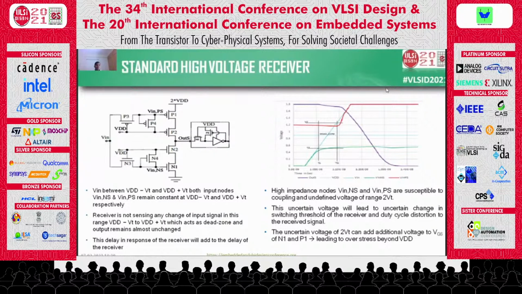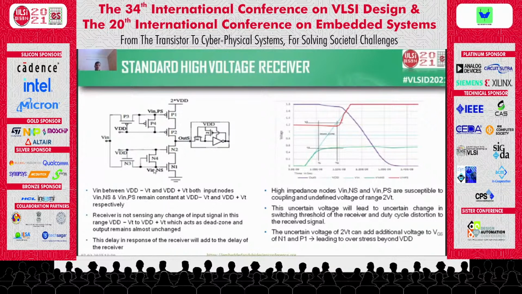This adds the delay to the receiver. Apart from that, when input voltage is at VDD to VDD level, the Vin NS is at Vin minus VT and N3 is off, and this Vin NS node becomes a high impedance. Similarly, Vin PS when input is at 0. These high impedance nodes are susceptible to any coupling in a noisy environment.